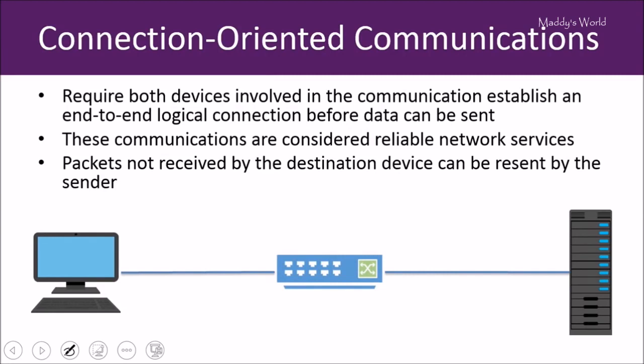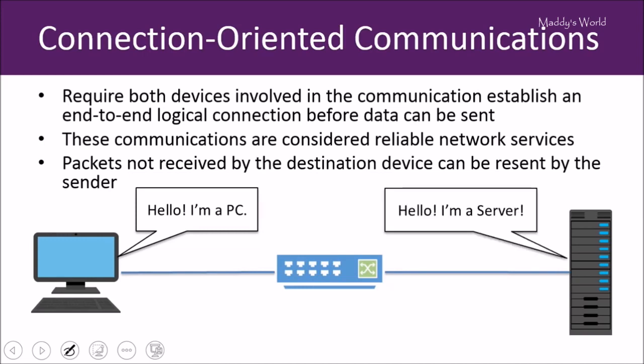Connection-oriented communications require that both devices involved in communication establish a logical connection. So it's like, hello, I'm a PC. Hello, I'm a server. All right, so they establish communication. This is considered a reliable network service, because if you have established communication, like doing this in person with two people, you would know who the other person is, and all of a sudden they become more reliable.